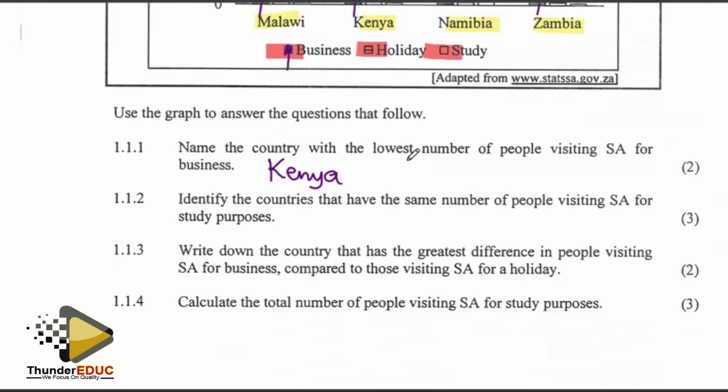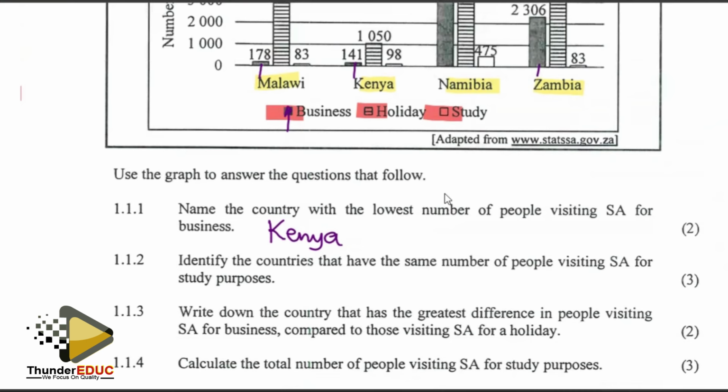We go to the second one, 1.1.2. Identify the countries that have the same number of people visiting South Africa for study purposes. When we look at study purposes, it's the last one here. Now, which countries have the same number? It's Malawi and Zambia.